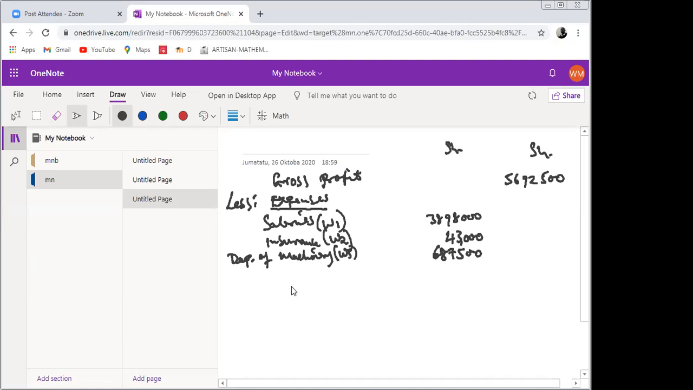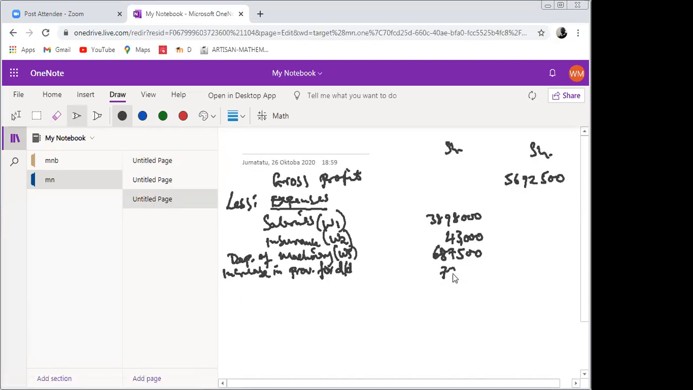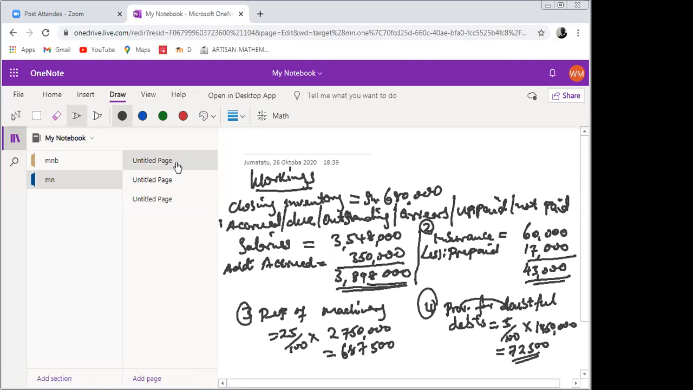Then we have increase in provision for doubtful debts. Remember, I've told you, if in the trial balance we did not have any provision, but we have been told to provide it, we assume it was initially 0. Now it has gone to 72,500. So you indicate there as an expense 72,500, like that. I hope we have exhausted the adjustments.